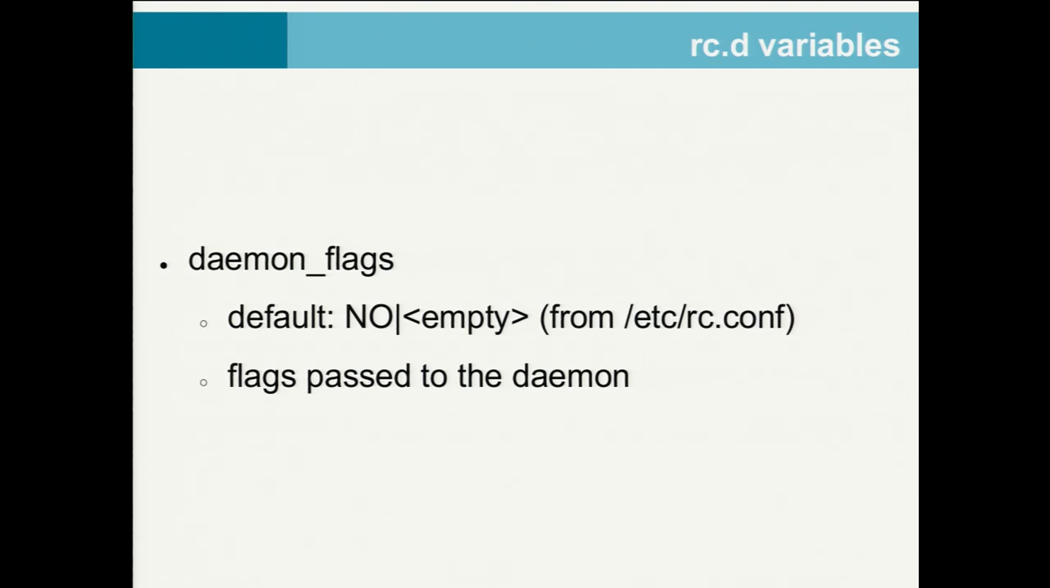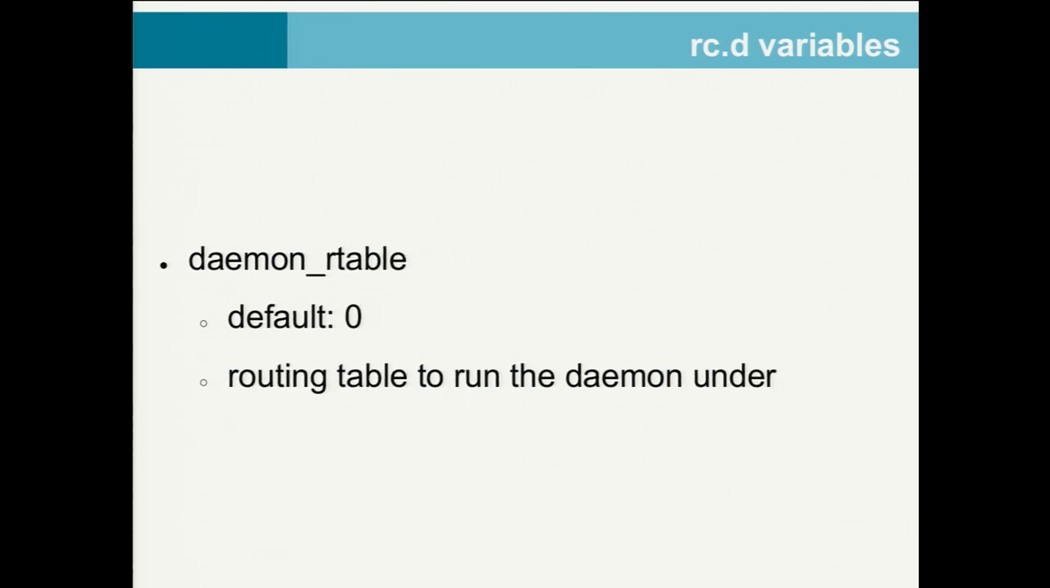So the now well-known daemon_flags, which default to no or empty in rc.conf. These are the flags that you want to pass to your daemon on startup. So, I don't know, minus f, /etc/blah blah blah. Then we have daemon_rtable, which allows you to run the daemon in a particular routing domain. A routing table allows multiple lookup tables for routes and is usually used for policy-based routing. I'm not a network guy, so.